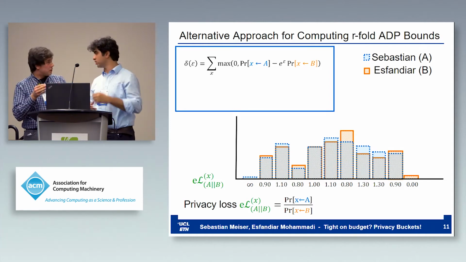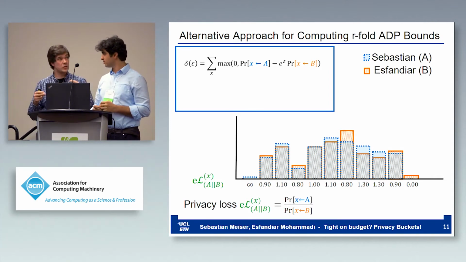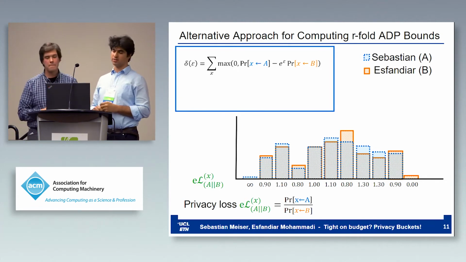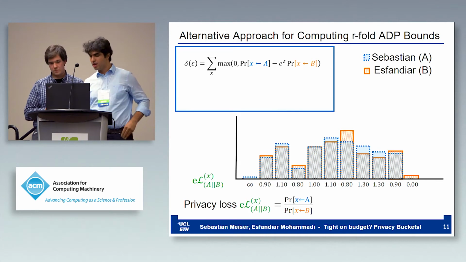And the sum over all atomic events. So this is basically the formula that allows you to compute the correct delta for any given epsilon. Exactly, thanks. The minimal delta for a given epsilon.